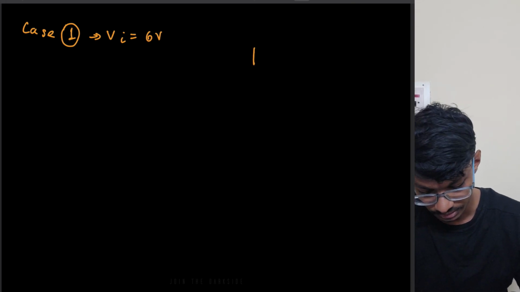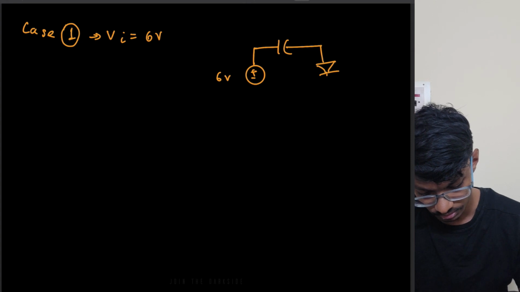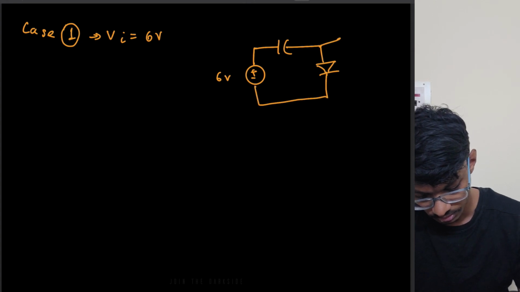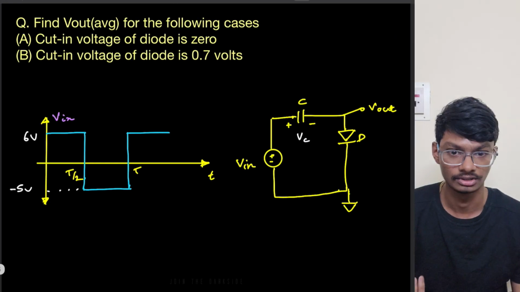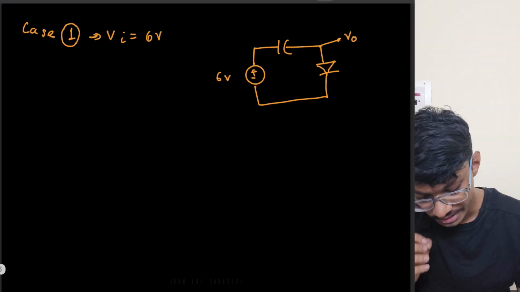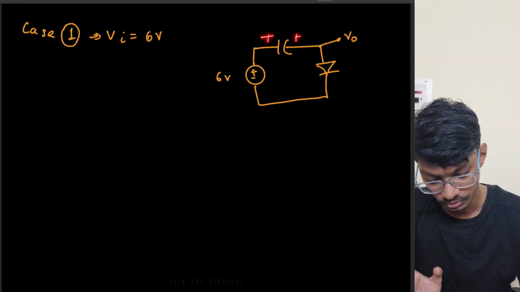So let me draw the circuit. This is 6 volts, this is the capacitor, this is the diode, and this is VO, right? And initially the capacitor is uncharged, nothing is said about the capacitor, so it will be uncharged. So initially this cap has 0 volts of charge.